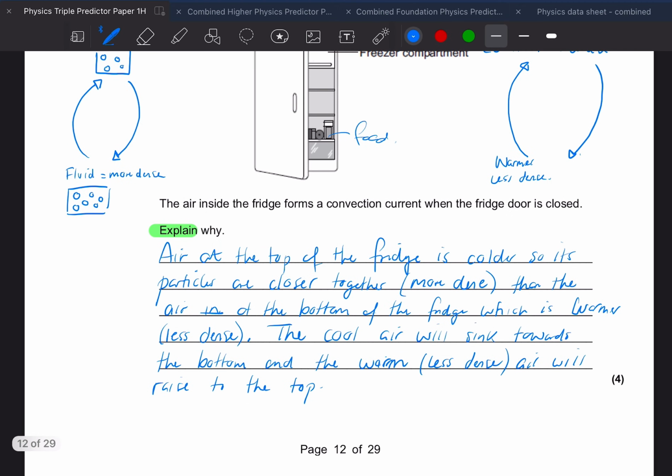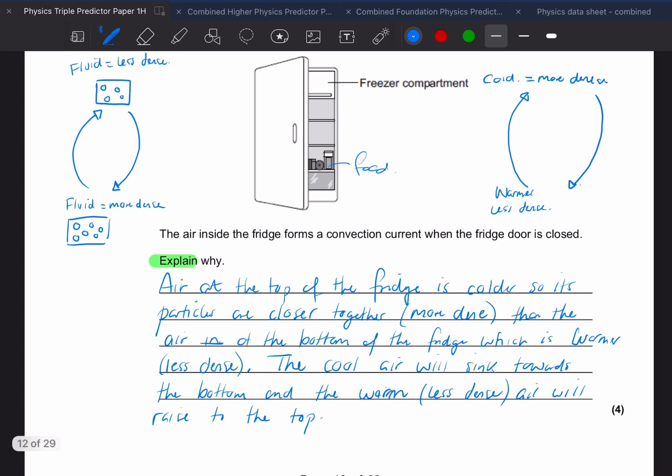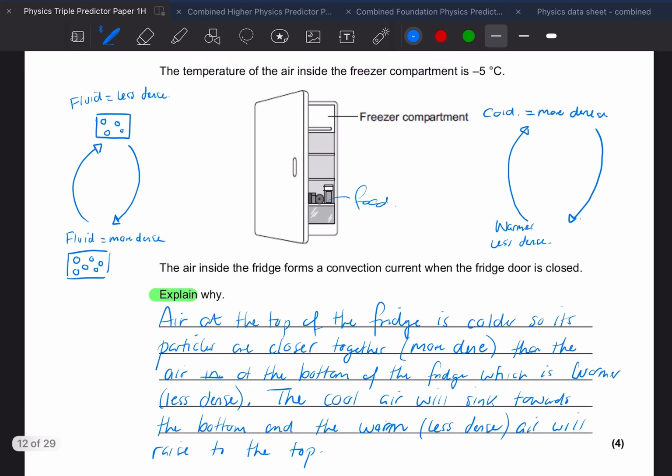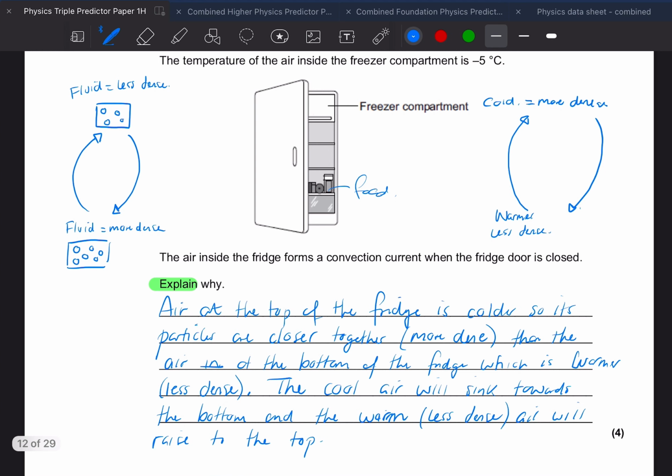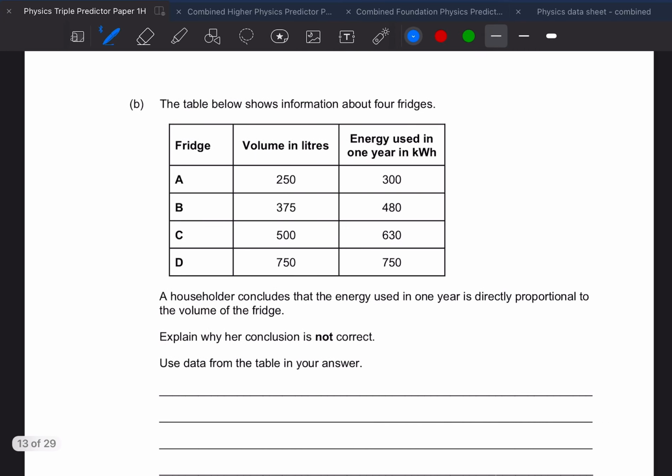So we'll just read it back. The air at the top of the fridge is cooler, so its particles are closer together than the air at the bottom of the fridge, which is warmer, less dense. The cool air will sink towards the bottom, and the warm, less dense air will rise to the top. Does that answer this question? Why does the convection current form? Yes, it does. All right, and I think we'll get the 4 marks for describing this cycle. So again, this plan just really helps you do that.